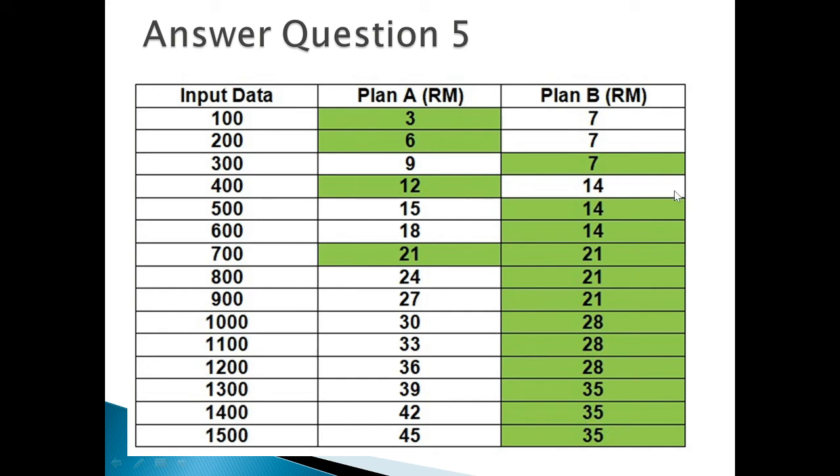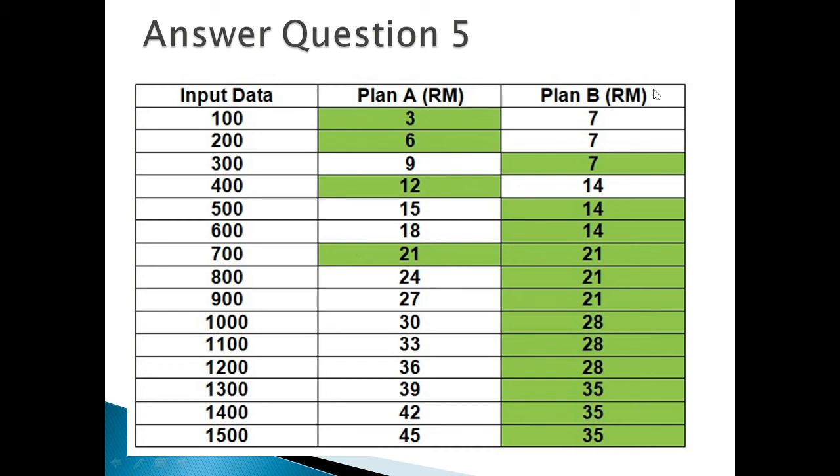Okay, your next problem is to create the formula. I'm sure you have no problem creating this formula. You just get the input and then divide by 100 times 3, so you will get this price. 100 divided by 100 and then times 3. Each of these inputs divided by 100 times 3, you will get this result.